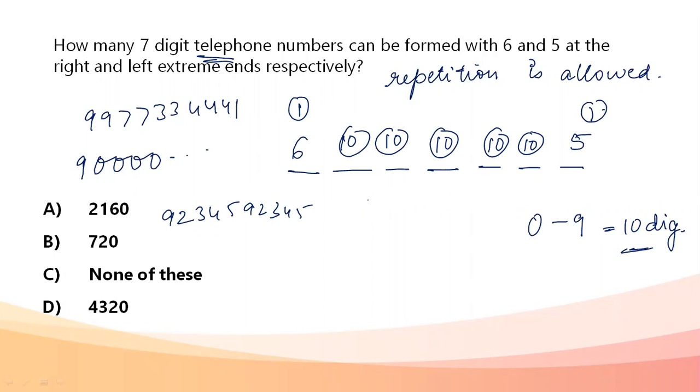So now total number of ways becomes 10 raised to power 5, which is none of the options. So my answer is C, none of these.